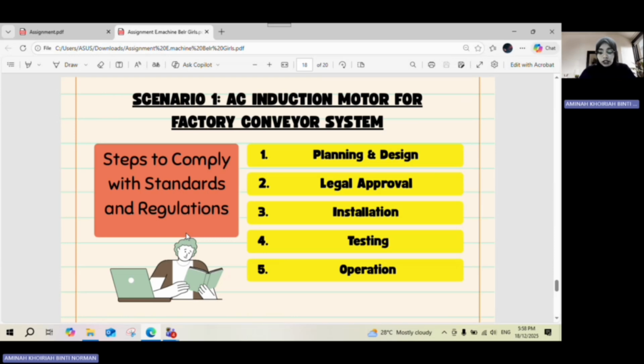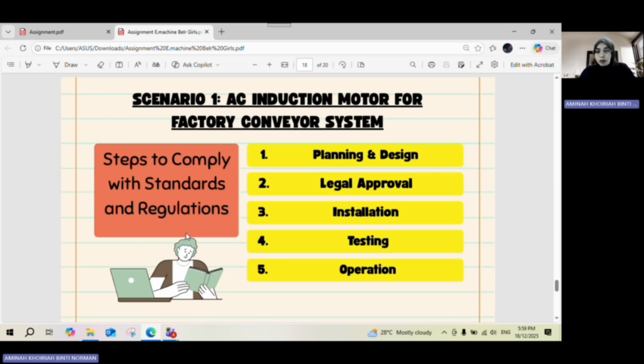Third is about installation, where the engineer needs to follow MS IEC 60364 or NEC Article 430 for cable sizing and protection. Second, the engineer needs to install an overload relay, circuit breaker, and emergency stop in case a short circuit, overload, or surge happens to the system. And the engineer needs to provide guarding for rotating parts, for the motor parts, for safety.